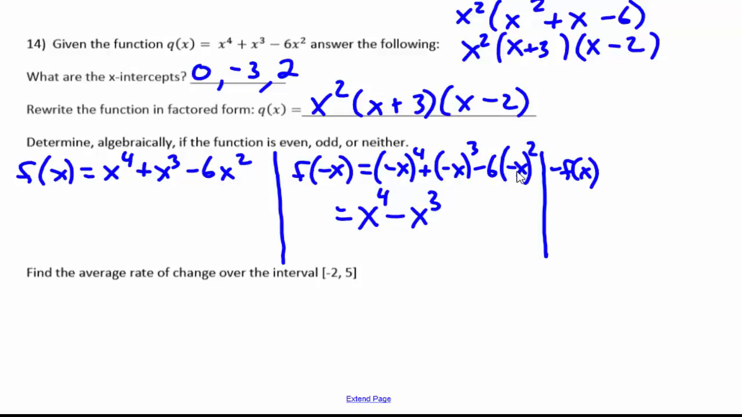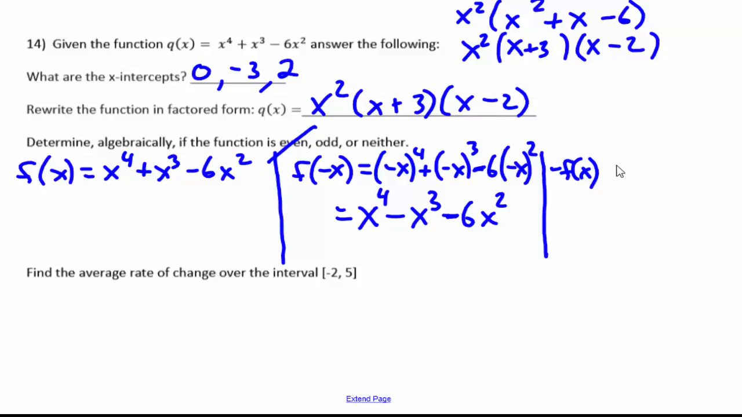And negative 6x squared, because that negative just squares and becomes positive. But the negative's already here that's not being squared, so the negative 6 remains. So, does f of negative x equal f of x? It does not, because the x to the third becomes negative. So that is a slight difference there. So it is not an even function.